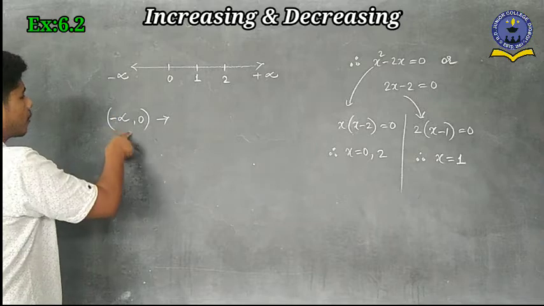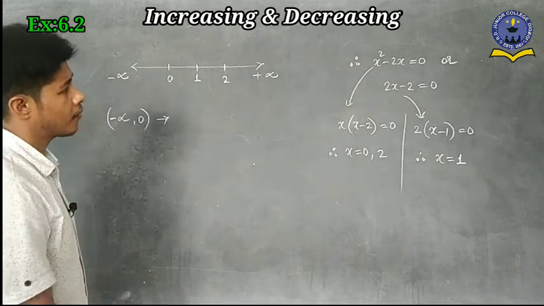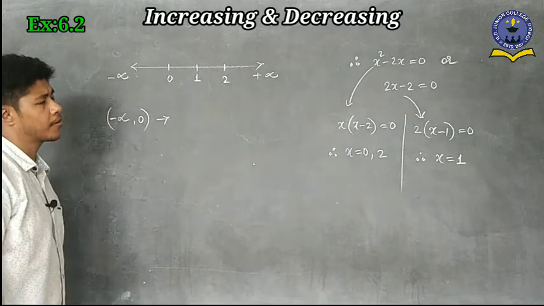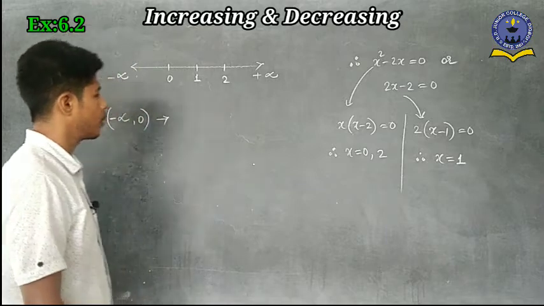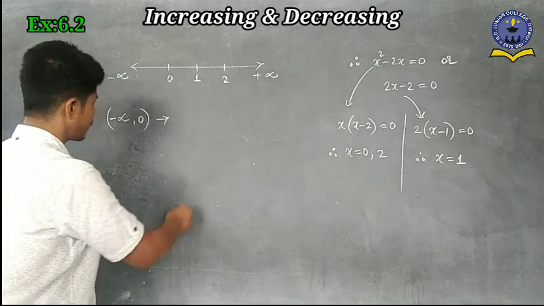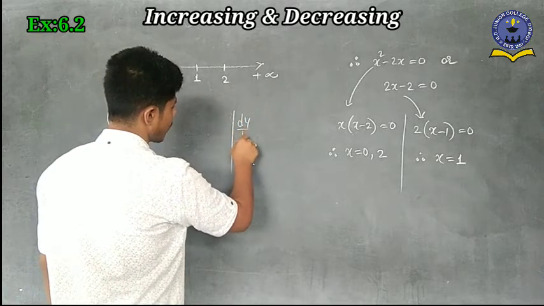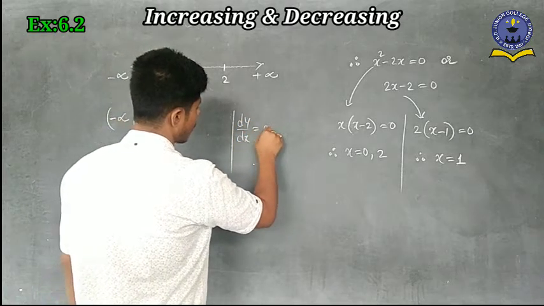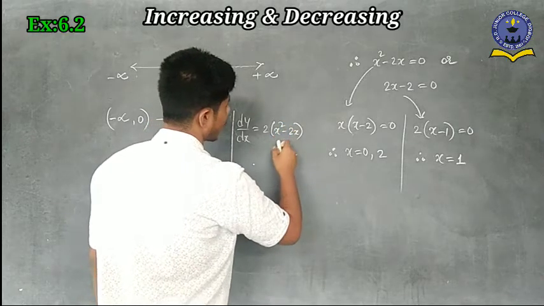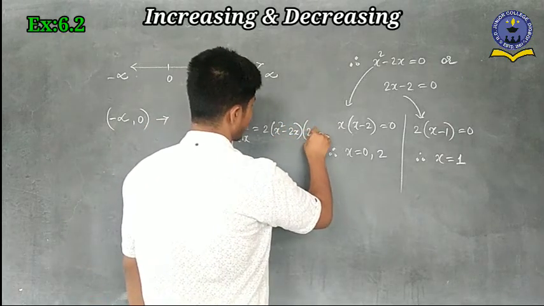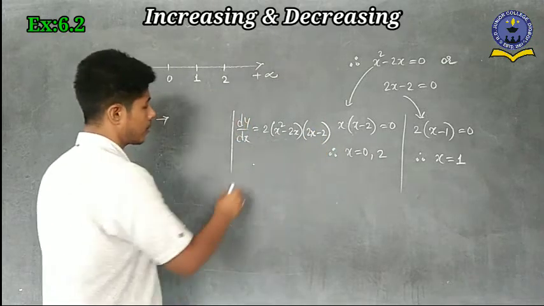If you check here, in this case what do we get? What is the value of dy dx? So dy dx value is 2 into x square minus 2x, x minus 2, is that it? So if we check one more time, dy dx is equal to 2 into x square minus twice x into twice x minus 2. This one is actually the dy dx value, is that it?